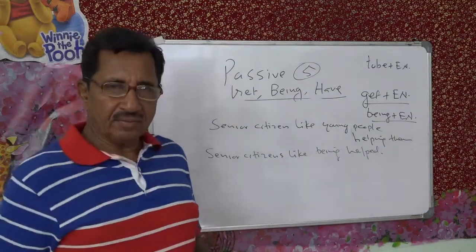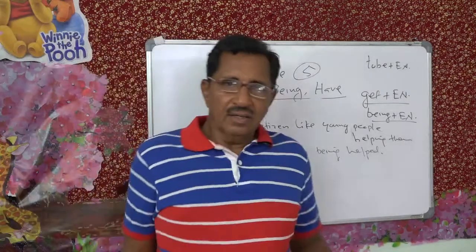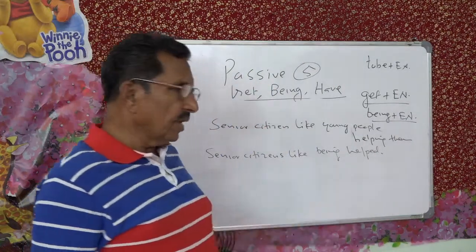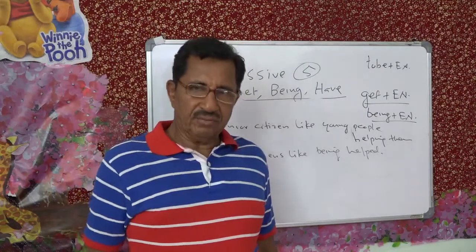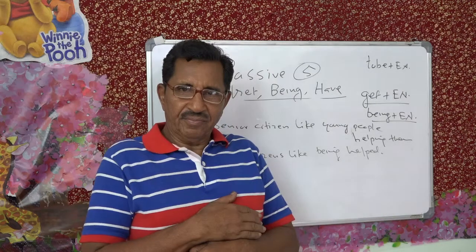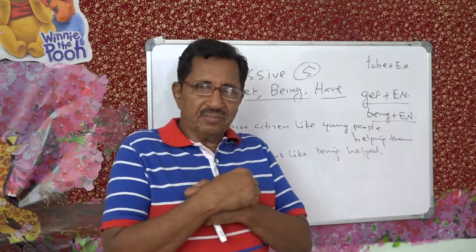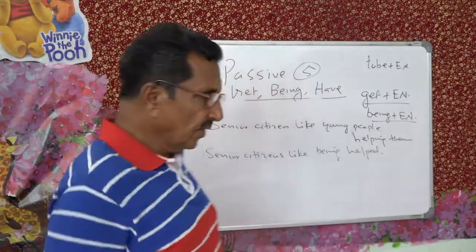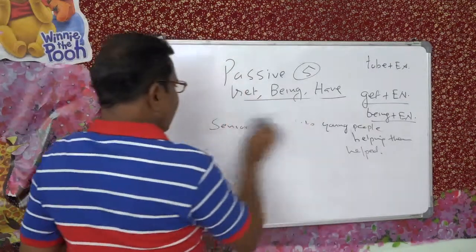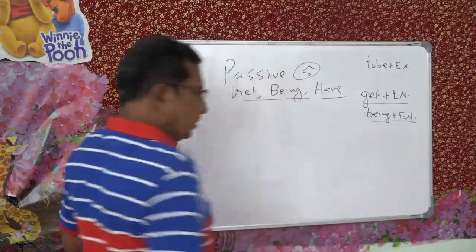They like being helped. Listen, elders want, senior citizens like being helped. Elders want being loved. Weak people want being protected. Small babies want being protected. I've got any number of examples, and I think that's a good way of expressing such ideas. Being loved, being plus past participle. Okay, being plus past participle.